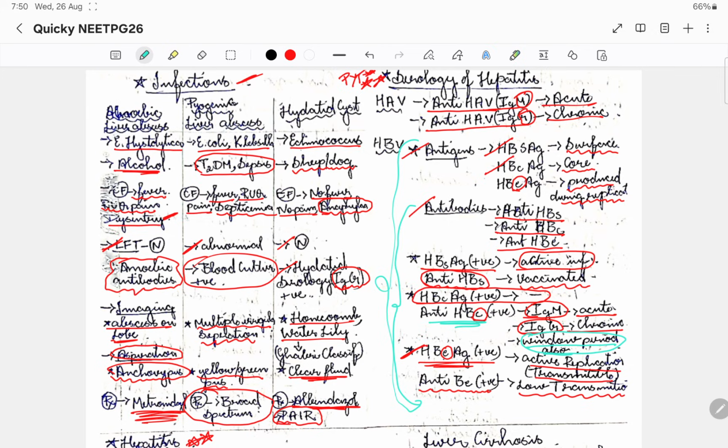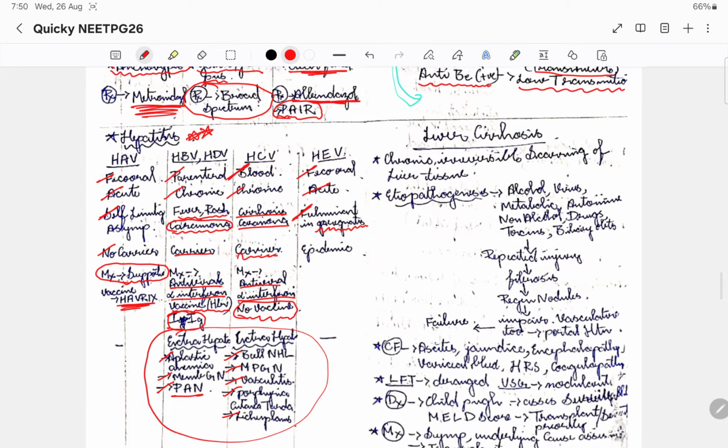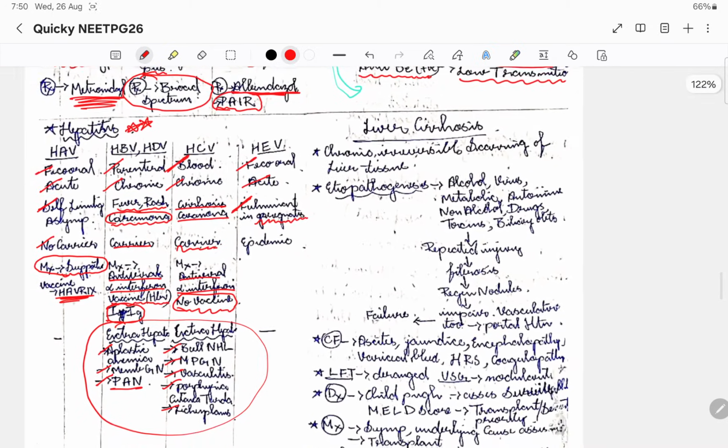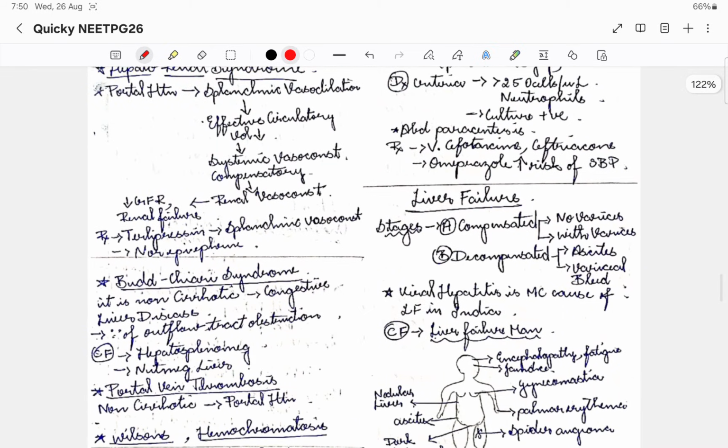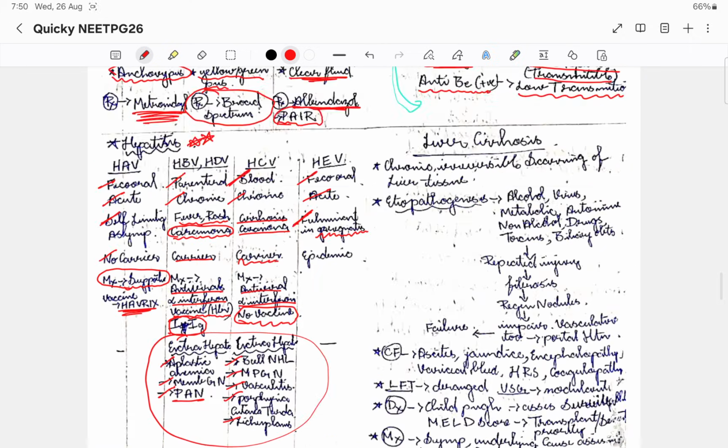Based on this only, we will be deciding. They'll give you one serology marker question, and then they'll ask whether the person is vaccinated, or has an active infection, or is a carrier, or is a low transmissible or high transmissible case, and all these things. So that is hepatitis done. Now we'll go on to liver cirrhosis, and then the complications of liver cirrhosis.